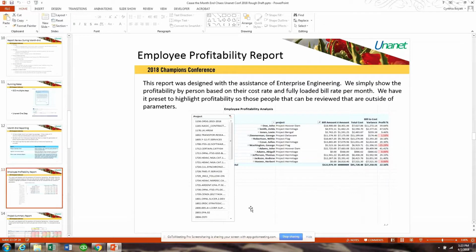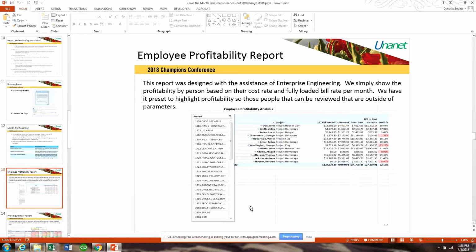One of the other reports we've done with them is an employee profitability report. So as you can tell, names, numbers, project names have all been changed to protect the innocent. It was designed with the support of Michael and his team, and we are able to show profitability by person based on their cost rate and fully loaded cost and bill rate for the month. So we can actually go in, give it the parameters and say, hey, we're looking for profitability between X and X. It'll highlight it for us.